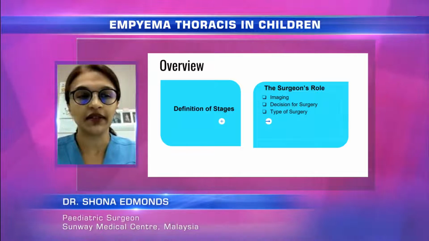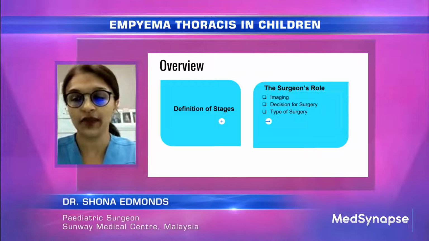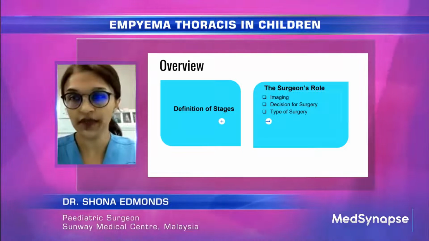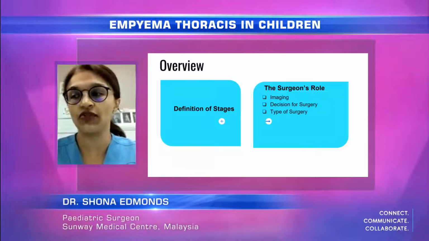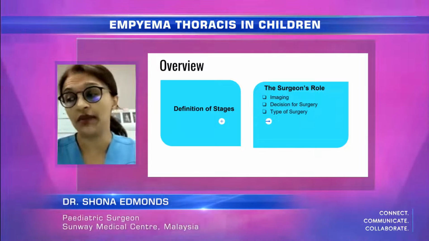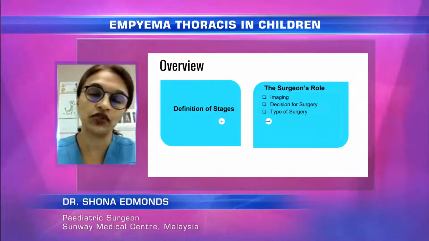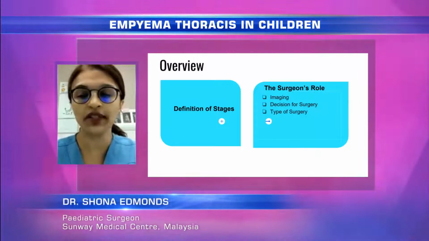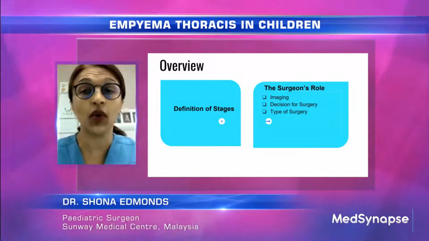Empyema Thoracis is a condition where the pleural cavity is filled with pus, right? Now, most commonly it is due to a pneumonia in children. However, there are more rare causes of Empyema Thoracis. It might be due to esophageal perforations or even thoracic trauma or following thoracic surgery. But the commonest would still be secondary to a pneumonia, community-acquired pneumonia.